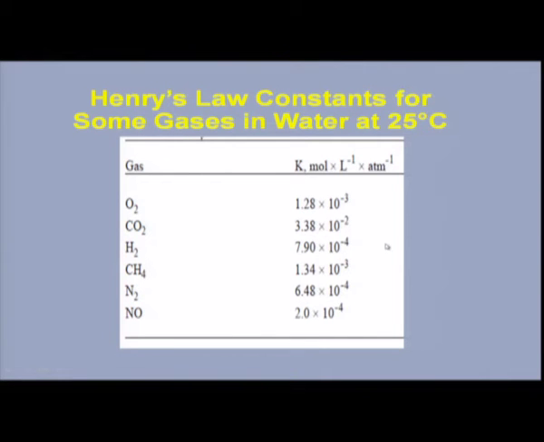And this table gives you some idea about Henry's law constant for some of the gases in water at 25 degrees Celsius. Oxygen has 1.28 into 10 power minus 3, carbon dioxide 3.36 into 10 power minus 2. Similarly, hydrogen is also to some extent soluble, as are methane, nitrogen, and NO, but the solubilities are very, very poor.